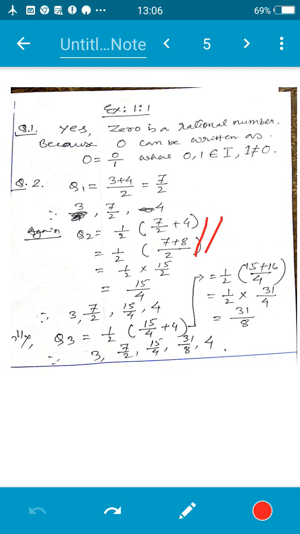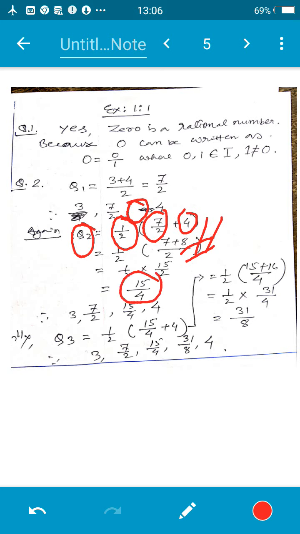Then to get the second rational number, q2, we may find it in between 7 by 2 and 4, or in between 3 and 7 by 2. Let us find the second rational number q2 in between 7 by 2 and 4. Once again we have to find the average of these two numbers, that is half into the sum of 7 by 2 and 4. Students, it's a very simple calculation. So the second rational number we get is 15 by 4.